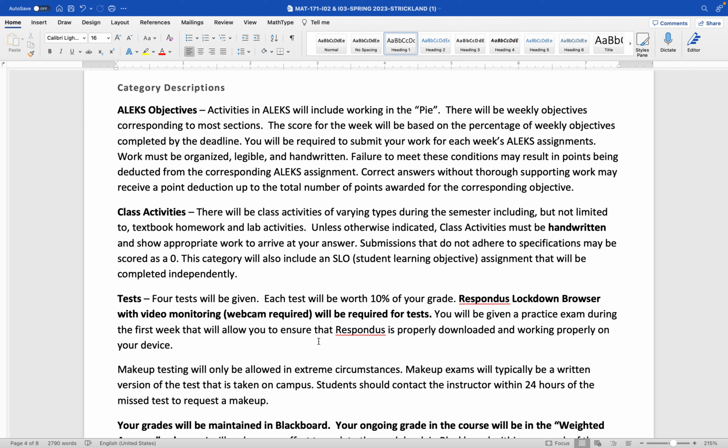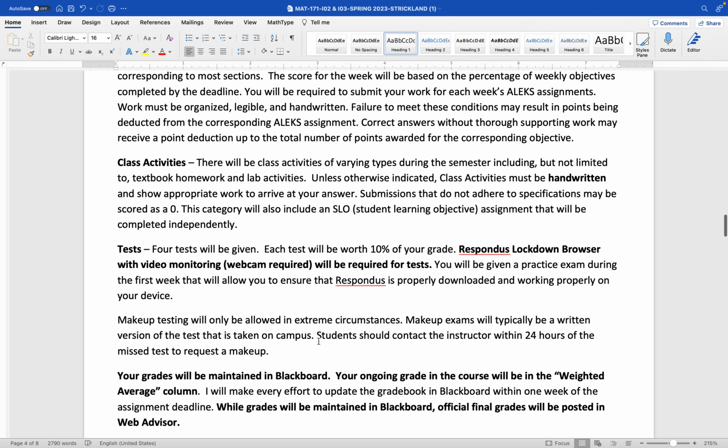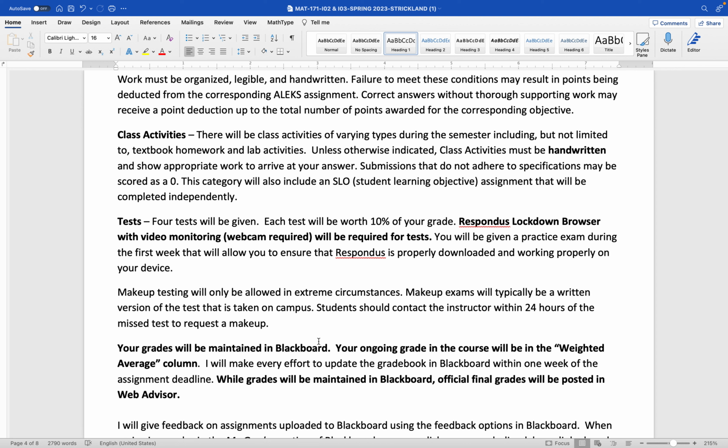For the class activities, there will be class activities of varying types during the semester, including but not limited to textbook homework and lab activities. Some of these may be in ALEKS and others will be outside. And for the tests, 4 tests will be given and none of the tests will be dropped. Each test will be worth 10% of your grade.